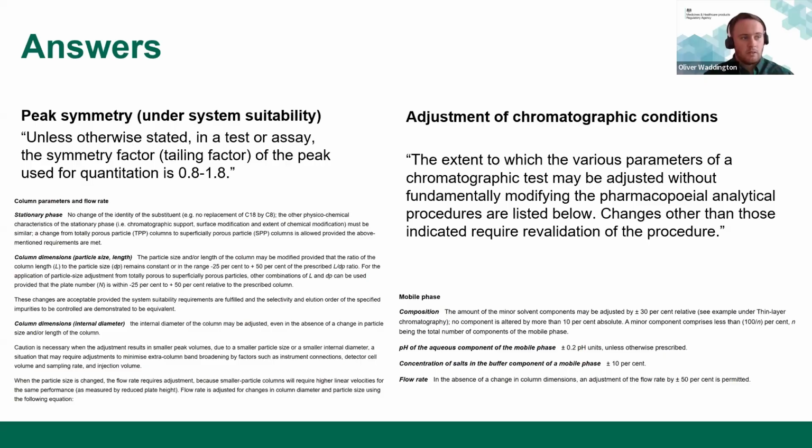So I guess the key takeaway is if you're troubleshooting or changing a method, Appendix 3 is often where the answer sits in terms of what's acceptable to remain compliant with the BP. Next slide, please.